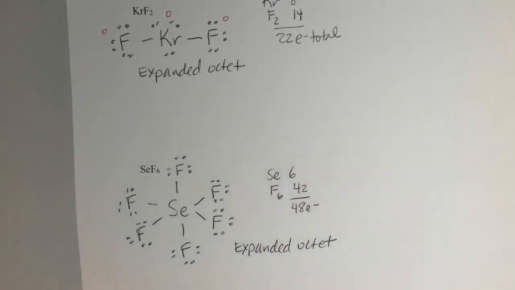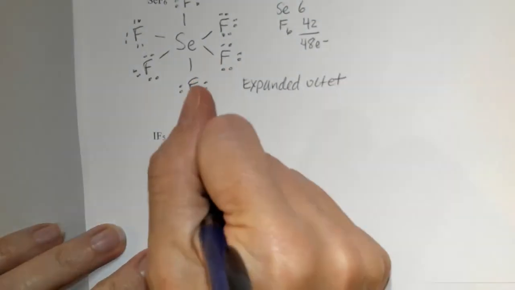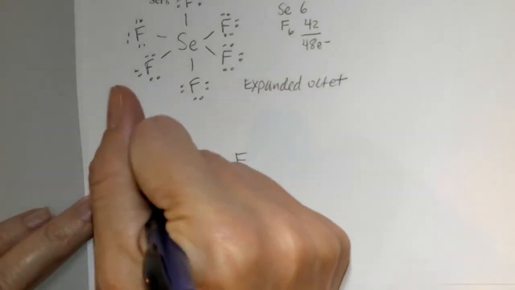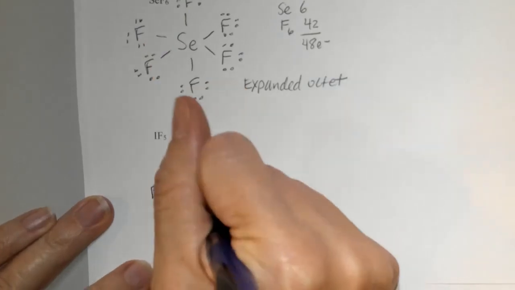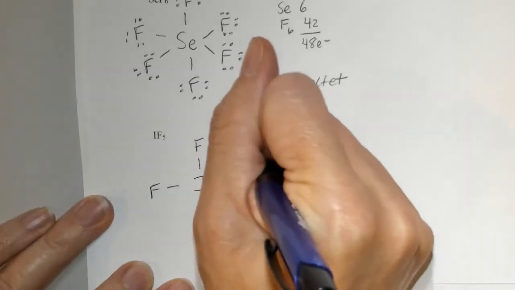All right, two more to go. I have 5. So I is going to be in the middle, with fluorine on 5 sides. Right, we can go up to 6. We're going to go ahead and complete the octet for each of the fluorines.